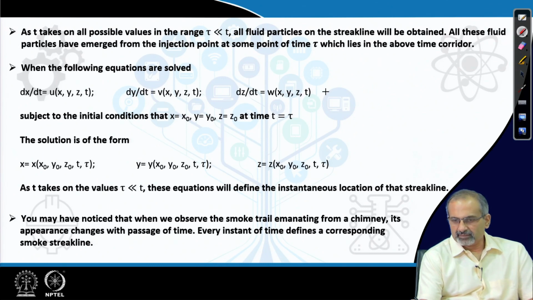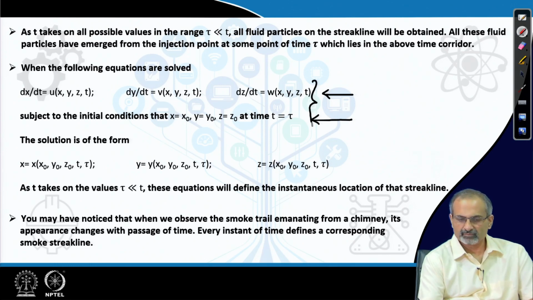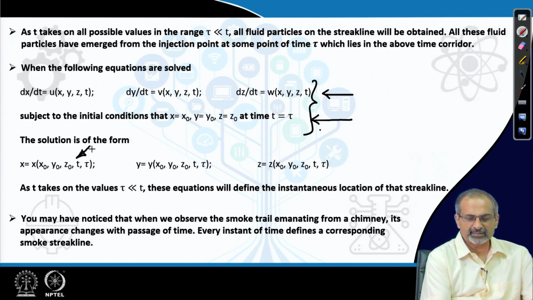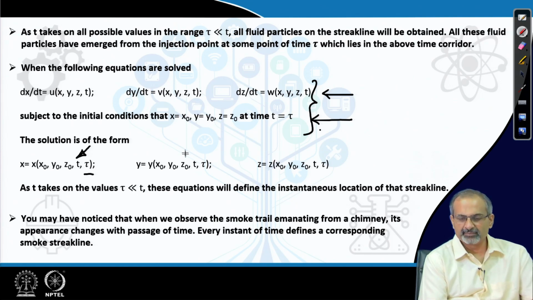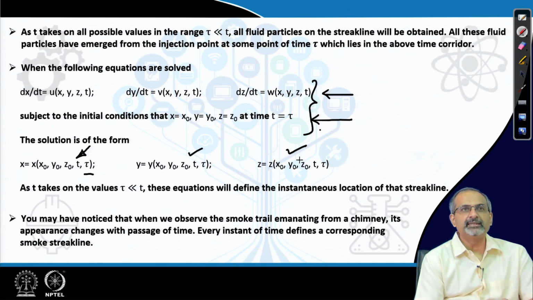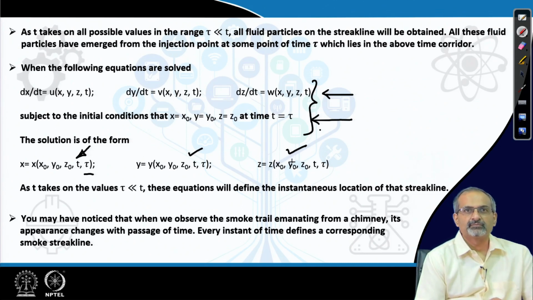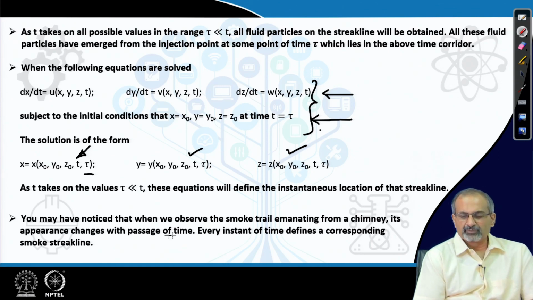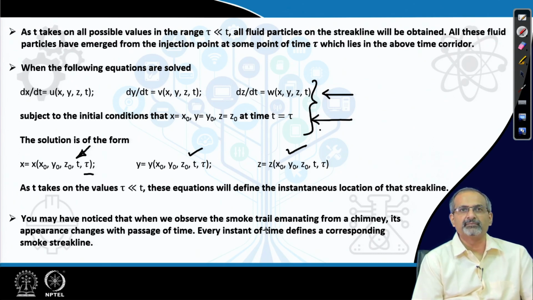you are solving this problem subject to the initial condition, and the final solution should then come out as x is a function of x naught, y naught, z naught, t as well as tau. The same is for y and z. As t takes on the values tau less than or equal to t, these equations will define the instantaneous location of that streak line. You may have noticed that when we observe the smoke trail emanating from a chimney, its appearance changes with passage of time. Every instant of time defines a corresponding smoke streak line.